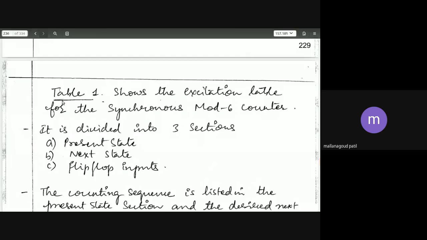See, how to prepare the table for that, you must know. Table 1 shows the excitation table for the synchronous mod 6 counter, which is divided into 3 sections: present state, next state and flip flop inputs. This is very important. Everyone must know it in the study of sequential circuits. When you use any flip flop, what should be its present state? What next state do you need? And how should the flip flop be input for that? These 3 cases are very, very important. It is used for the design structure.